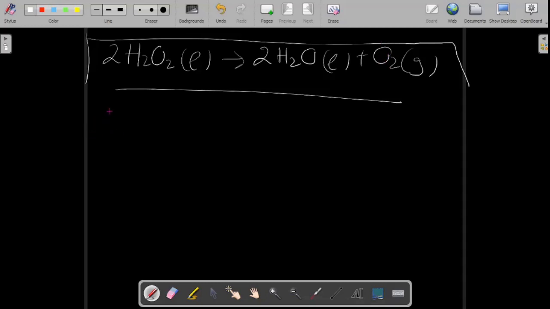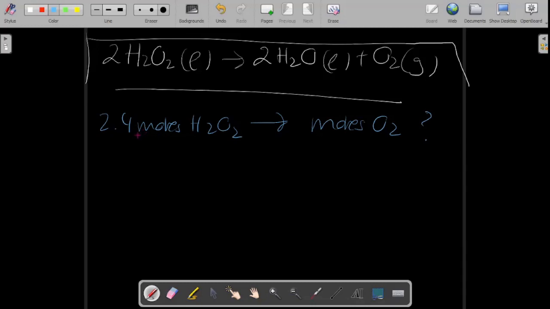And what else did they give us? They give us if a chemist begins with 2.4 moles of these, so we have 2.4 moles of our hydrogen peroxide. They want to know how many moles of oxygen will be produced. How many moles are going to be produced? Because you need 2 to produce 1, but you don't have 2. You have 2.4. So how do we do this?